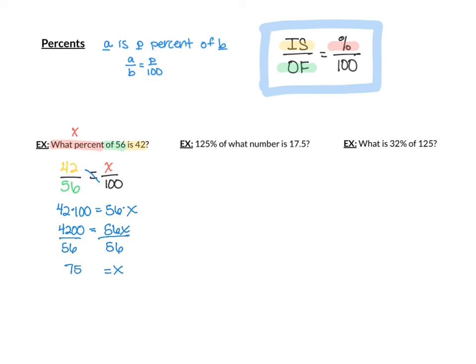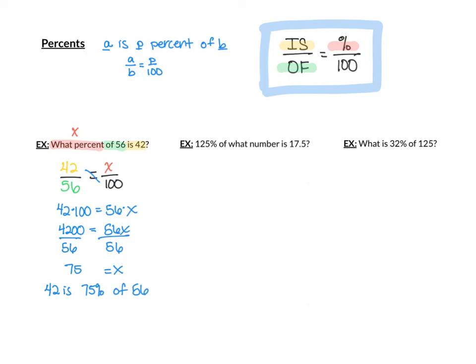So what that says is, for this problem, 42 is 75% of 56. Okay, so that's using is over of. Let's try it on this next one.